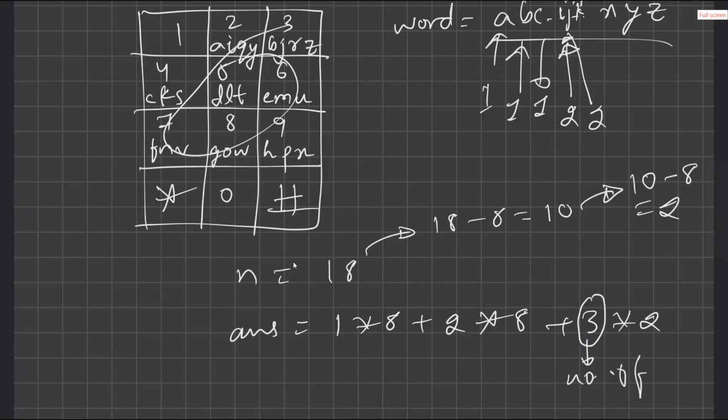This is the number of pushes. And this is the number of characters. So your answer is gonna be 8 plus 16 plus 6, which is 30. So 30 times is the minimum answer. So I think you guys have understood now. It's a greedy problem and it's very easy as well.